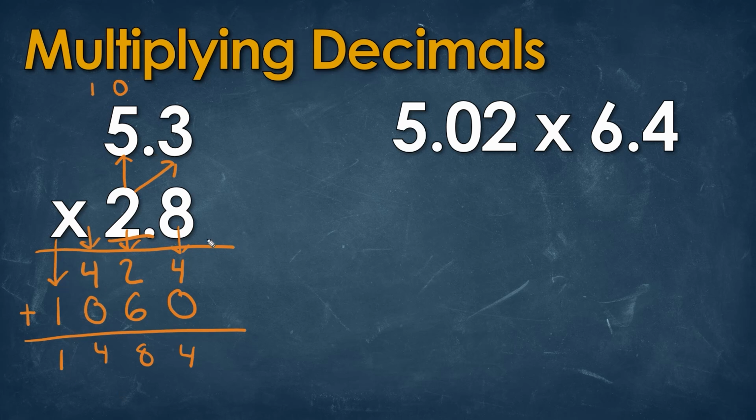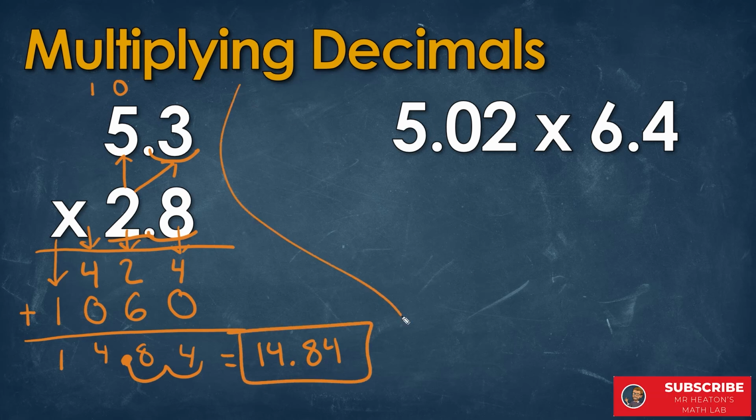So the trick for decimals is we add the decimal places. So we have 1 decimal, 2 decimals. So then we come over to our answer. We go 1 decimal, 2 decimal. And we put that decimal place right here. So our answer is equal to 14.84.